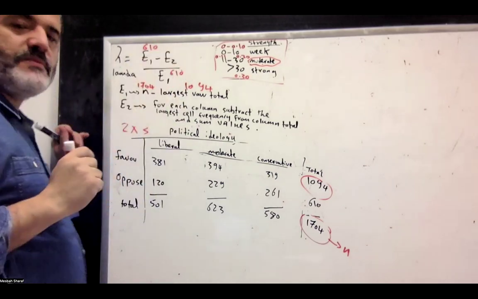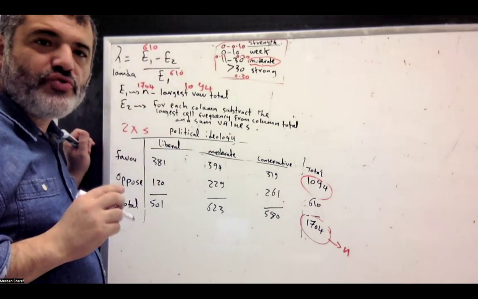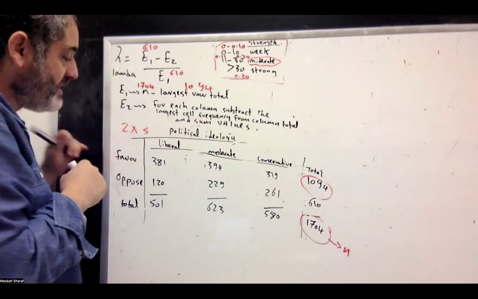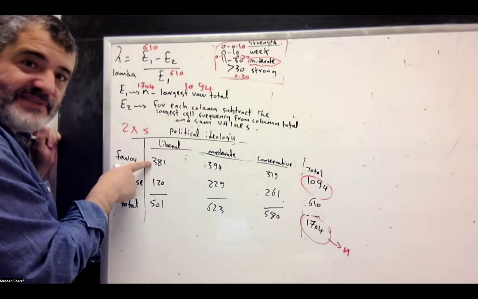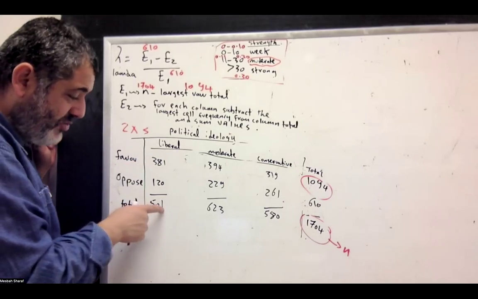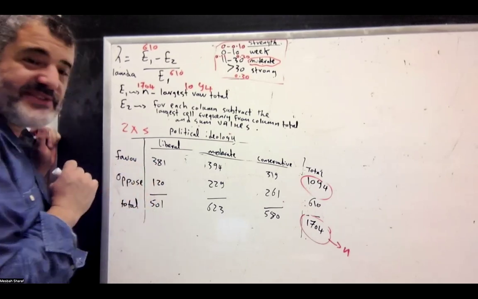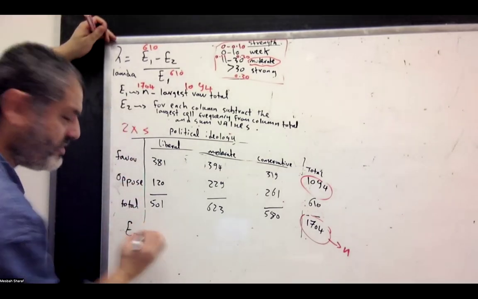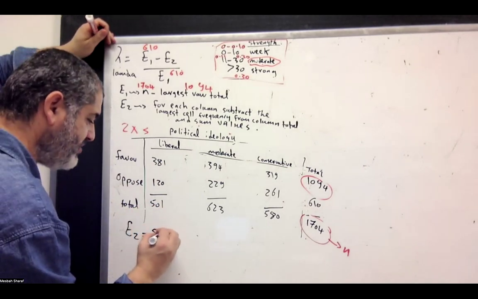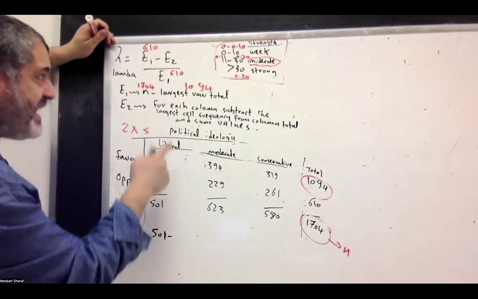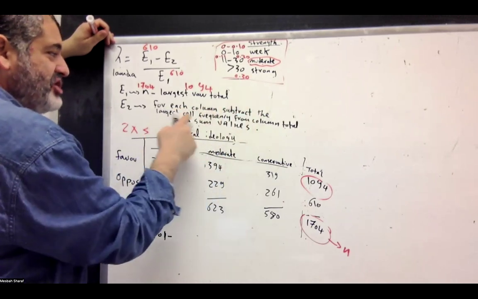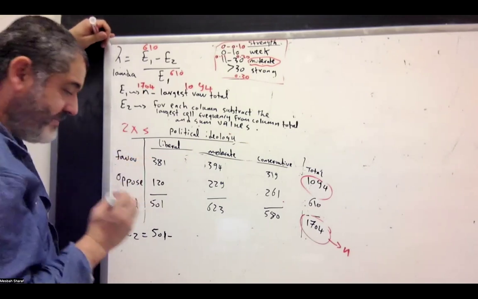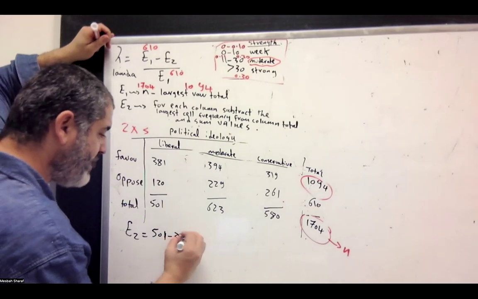What about E2? For E2, all you need to do for each column is subtract the largest cell from the total of that column. So this is the largest cell. Subtract this from this. So 501 minus 381, you're going to get this. So now I'm calculating E2. So how to calculate E2? So 501, you subtract the largest cell. So for each column, subtract the largest cell frequency from the total of that column. So minus 381. Good.